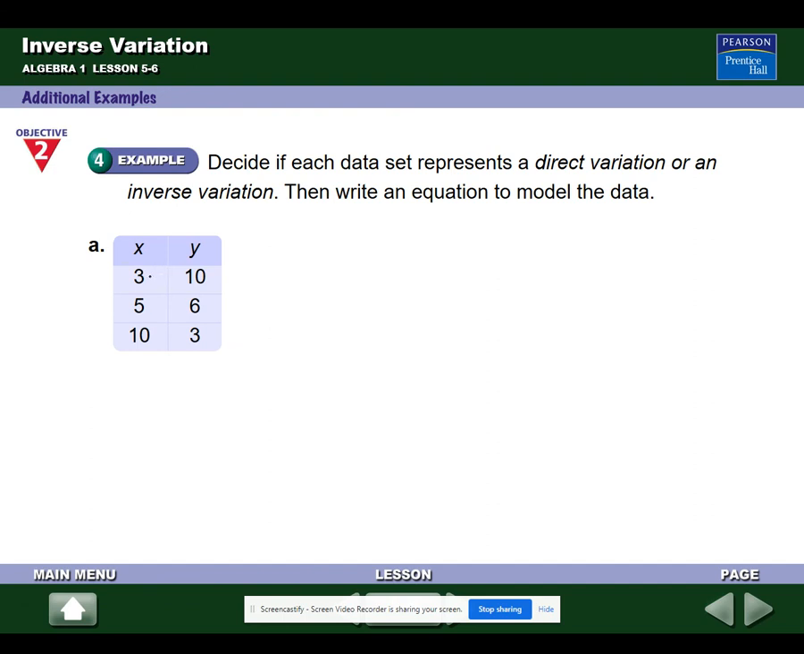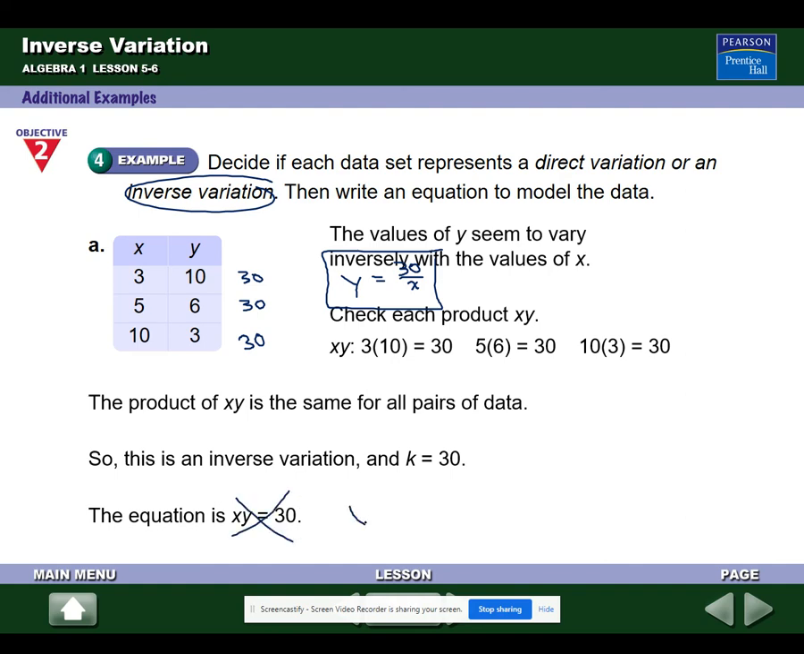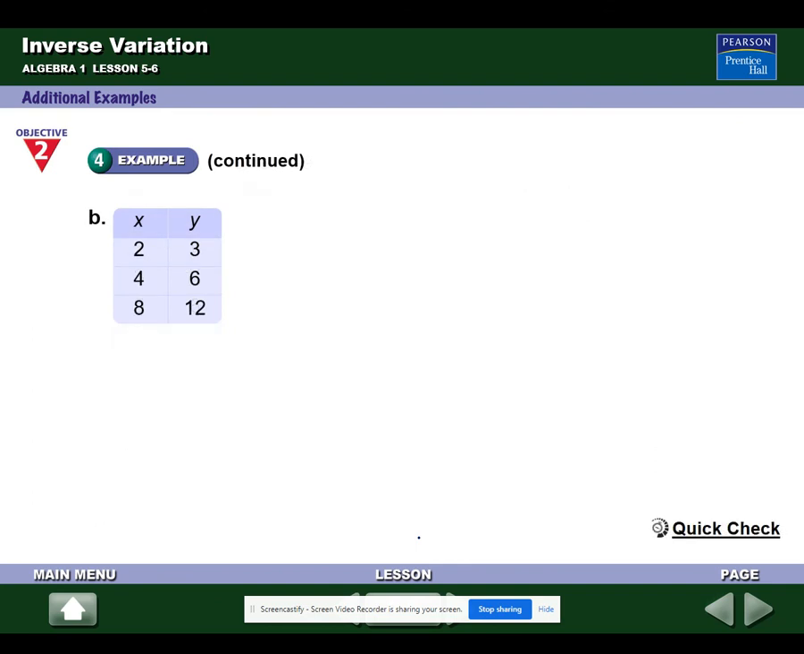Check for inverse. The product of them, this would be 30. 5 times 6 is 30. 10 times 3 is 30. This is inverse variation. Y equals 30 over x. They said write the equation if you figure out what the variation type is. All right, again, I don't like this. Y equals 30 over x is better. Okay?